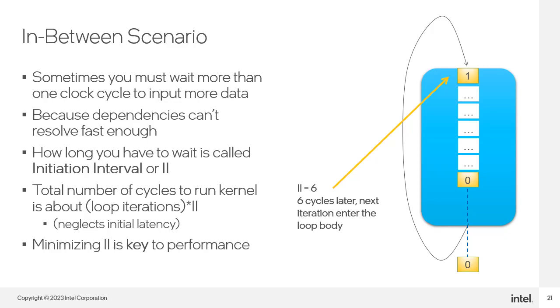Sometimes you must wait more than one clock cycle to feed data into the different stages of the pipeline. This can be because there are dependencies that are failing to resolve fast enough. Like in this example, the II equals 6, implying that 6 cycles later, the next iteration enters the body of the loop. This is not an efficient use of the hardware because compared to an II of 1, this operation is 6 times slower. Note that we neglect initial latency because it is usually much smaller than loop iterations. The key to better loop performance is to minimize II. Keep it as close to 1 as possible.